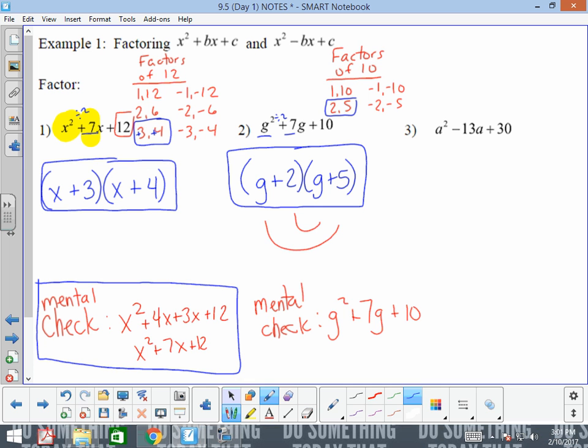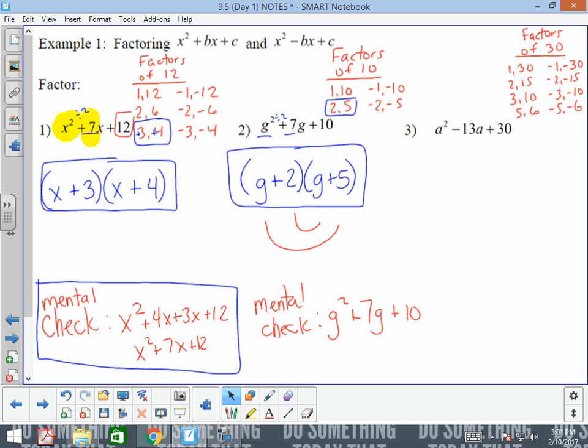All right, let's go through the next one. Our last term is 30. So we're writing down all the factors of 30. There are several of them. Again, you can pause the video and write those down. We're looking this time for the factors that add up to be negative 13. So that will be negative 3 and negative 10.